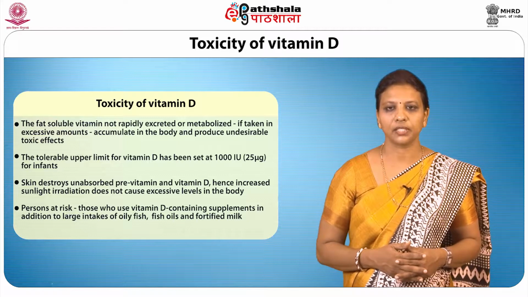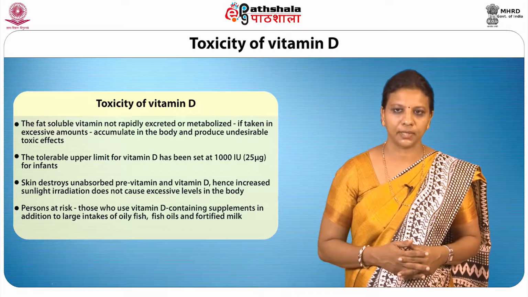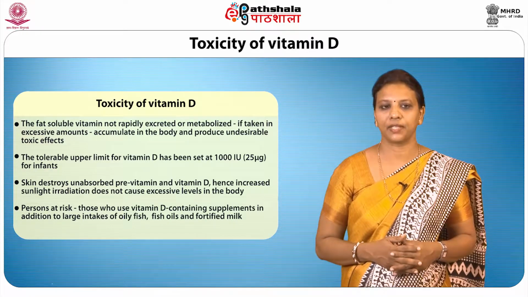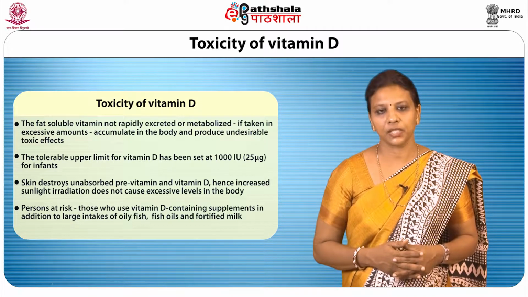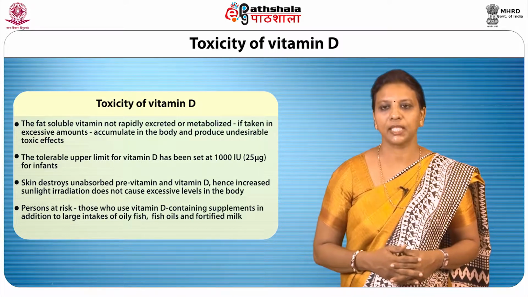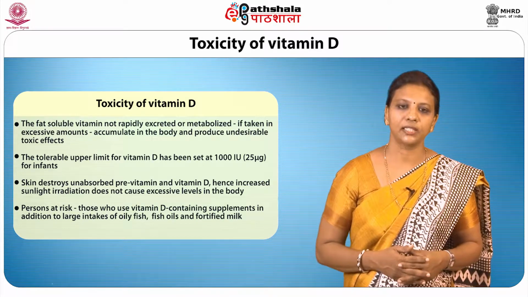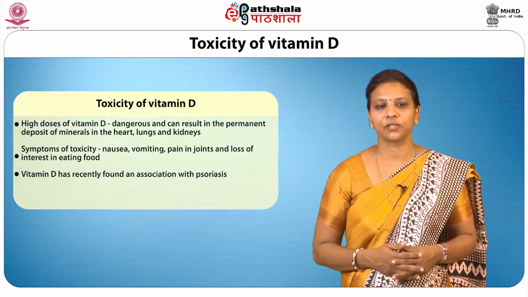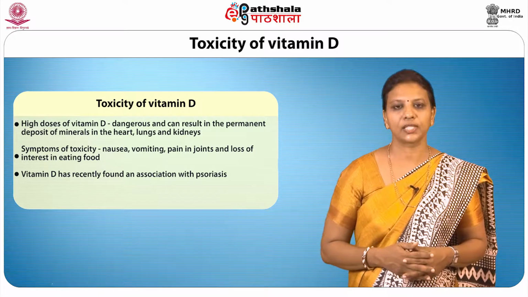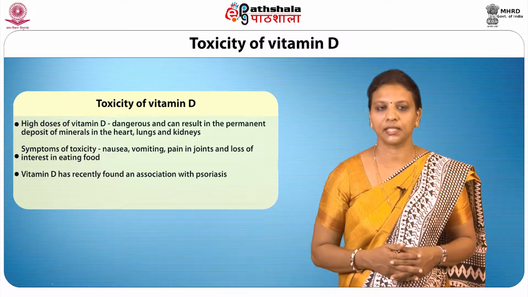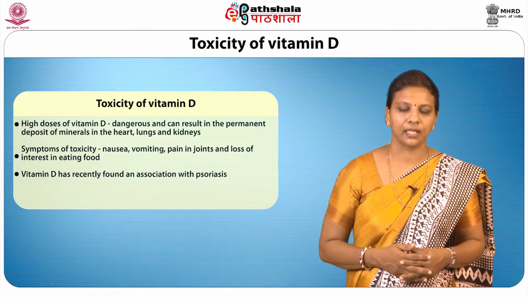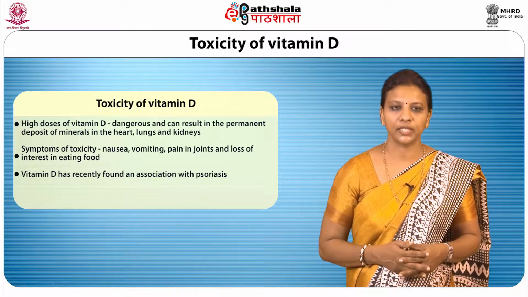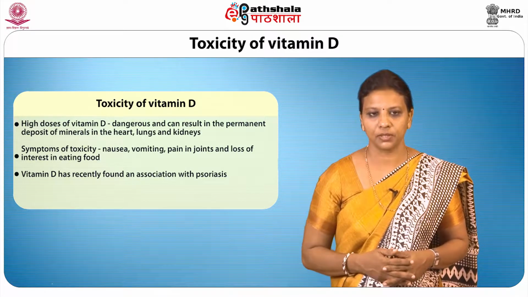The skin destroys unabsorbed pre-vitamin and vitamin D. Hence, increased sunlight irradiation does not cause excessive levels in the body. Persons at risk include those who use vitamin D containing supplements in addition to large intakes of oily fish, fish oils and fortified milk. High doses of vitamin D are dangerous and can result in the permanent deposit of minerals in the heart, lungs and kidneys. Symptoms of toxicity include nausea, vomiting, pain in joints and loss of interest in eating food.